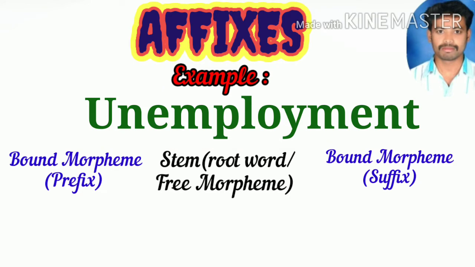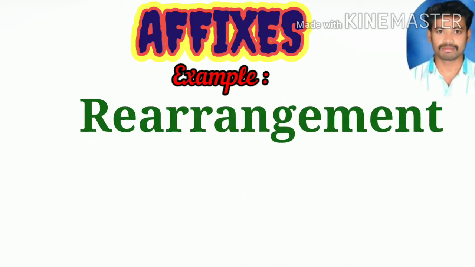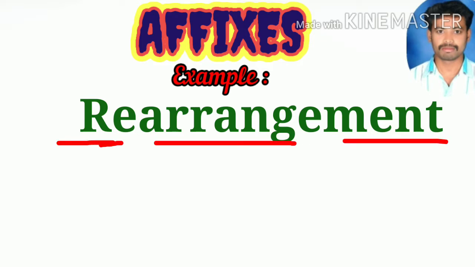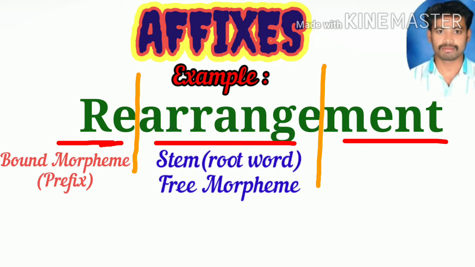Like that we see this word. For example, let's see another word for affixes, that is rearrangement. The same thing here also: rearrangement. We divide it like this. Here re is the bound morpheme, arrange is the free morpheme, it means the stem, and ment is the bound morpheme. All of you know what is bound morpheme, what is the stem, and what is affix. Have you understood this one?